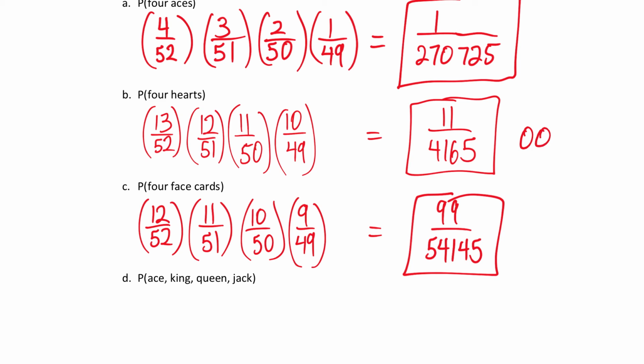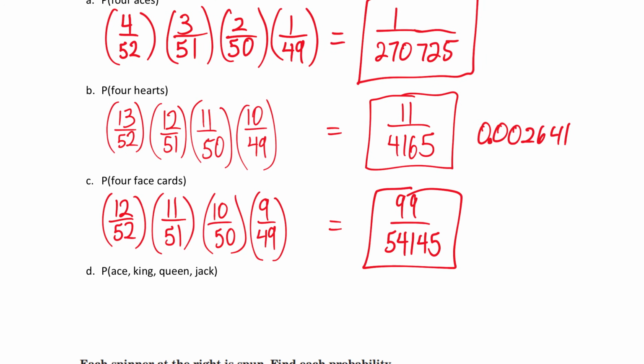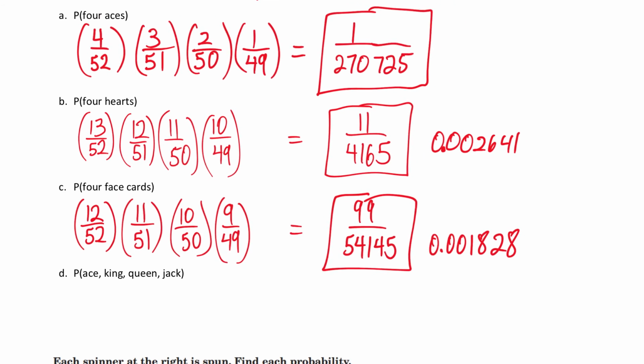0.02641. It's 0.02641, like that. Can't you do percent as well? Yep. Which, we'll do that in a second, but the 99 over 54,145, what's that as a decimal? 0.001828. Like that? Yeah. Okay.